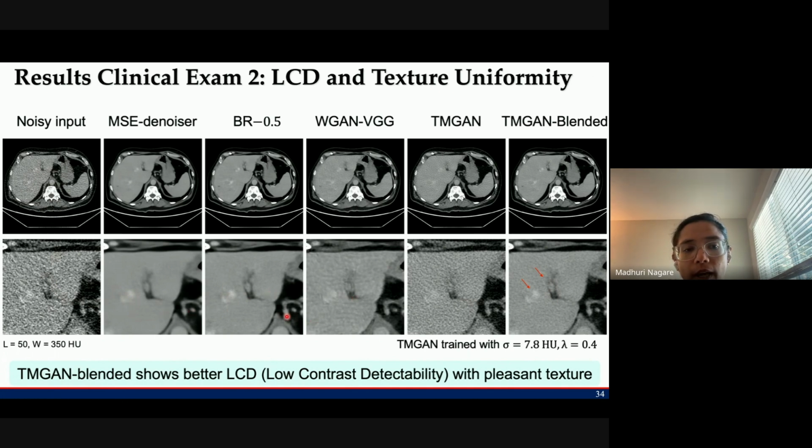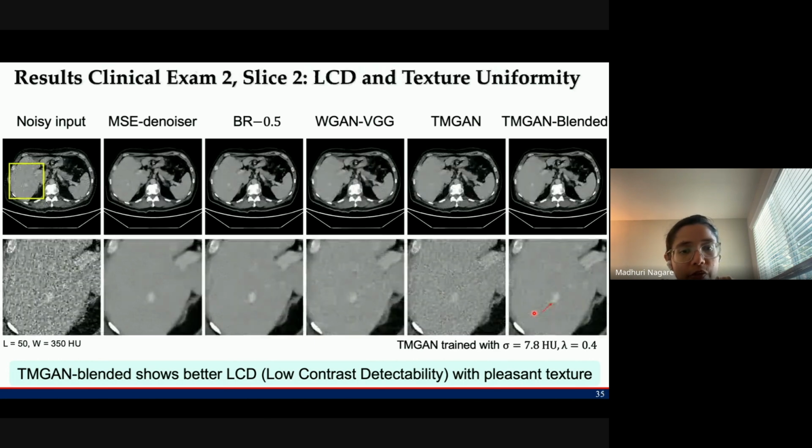You can see that texture is very little in all of the methods. Bias reducing loss function has a good amount of detail. TMGAN brings back a lot of texture, but this feature gets embedded in the noise, which is not completely desirable. TMGAN blended, on the other hand, preserves nice, pleasing, uniform texture, and it also shows these features clearly in the images. So this method performs well on LCD images as well.